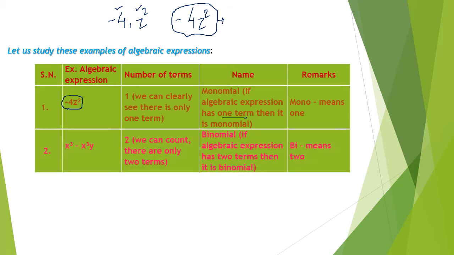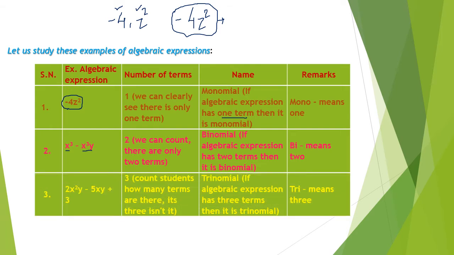Now let's see how many terms are there here. There are two terms, and we can count only two terms. Binomial: if an algebraic expression has two terms, then it is called a binomial. So if an algebraic expression has two terms, it has its own name, and it is called binomial. Bi means two. Mono means one, bi means two.